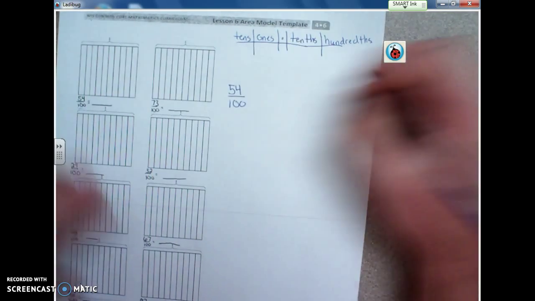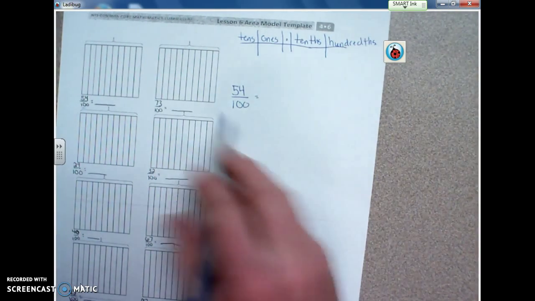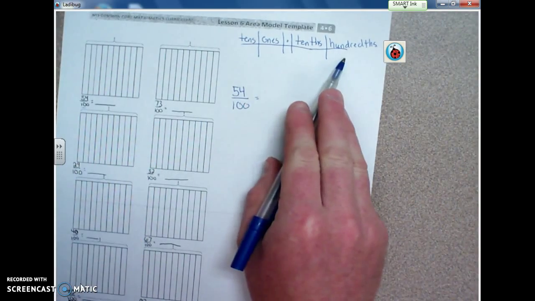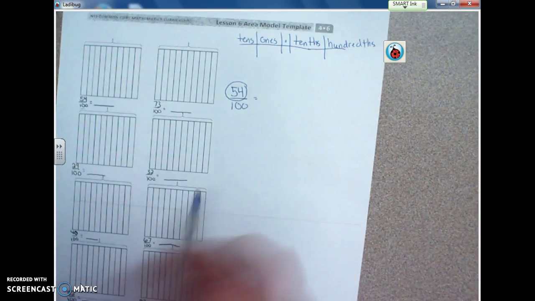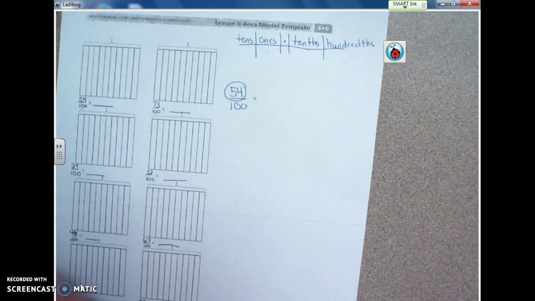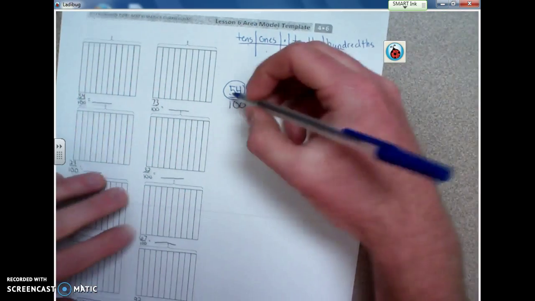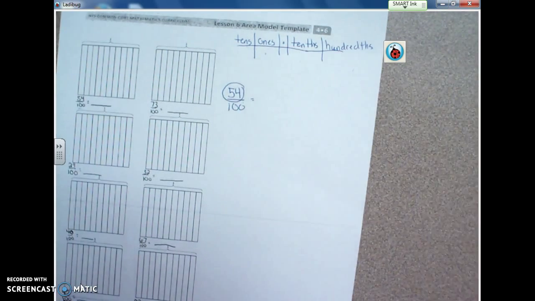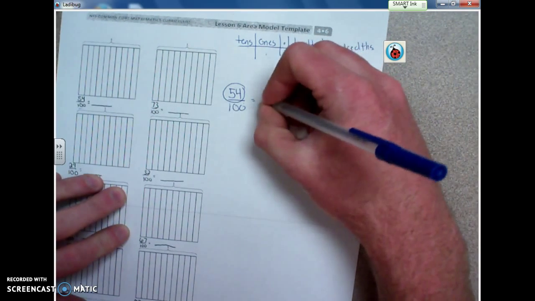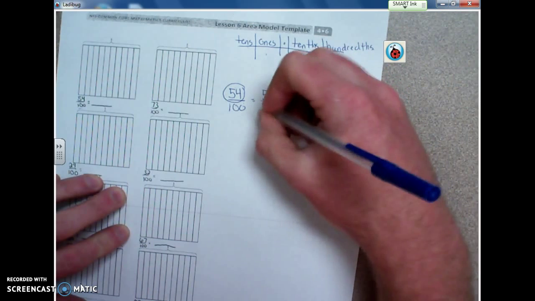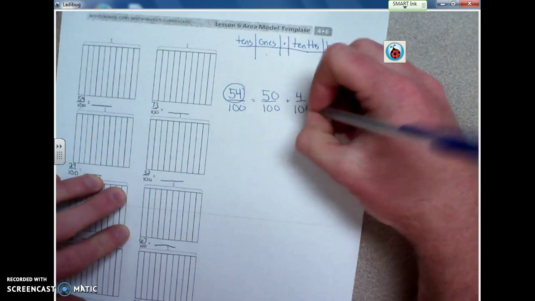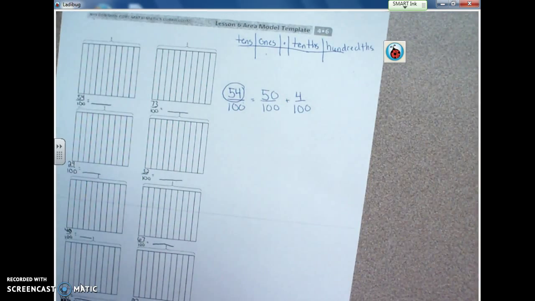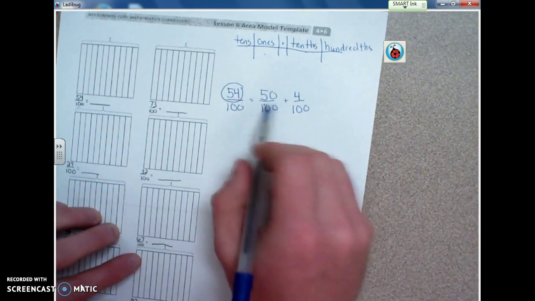So if I look at this first problem, I have 54 hundredths. I can't just write my 54 in the hundredths place because this 54 is not a digit. Anything I put in a place has to be a digit. So my 54 hundredths, what I'm going to do is expand that. I'm going to make that 50 hundredths plus 4 hundredths.